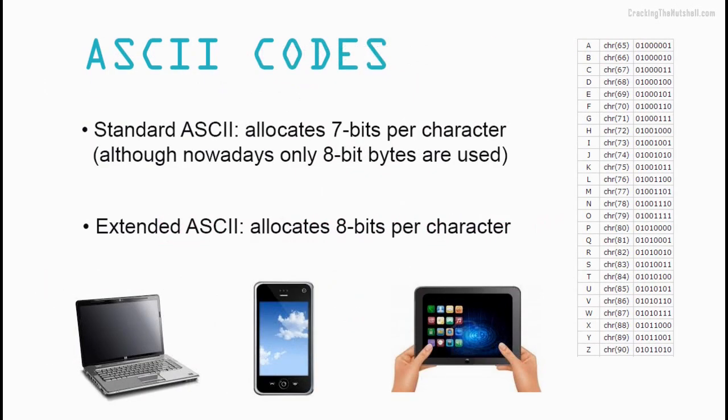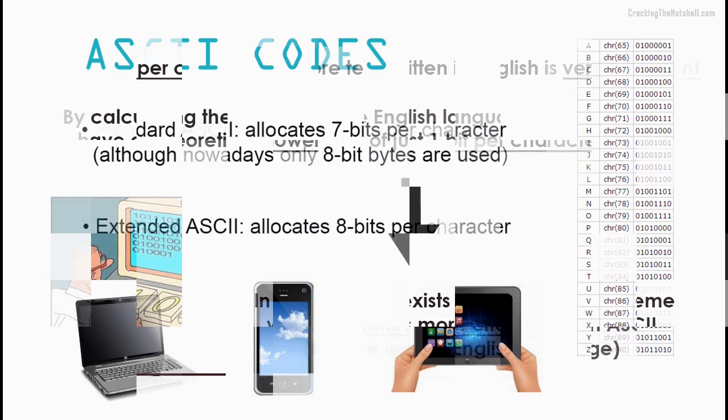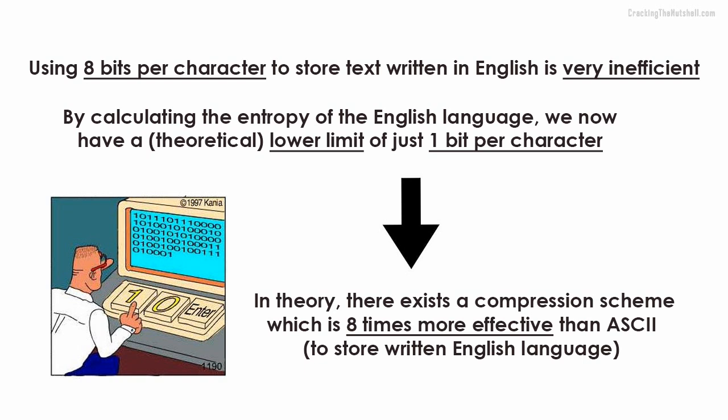Calculating the redundancy and the information entropy of the English language has therefore many practical applications. For instance, ASCII codes, which are codes that represent text in computers, communications equipment, and other devices that use text, allocate exactly 8 bits per character. But this is very inefficient when we consider Shannon's and other similar calculations, which, as we have seen, give us an information entropy of around 1 bit per character. Put another way, a smaller amount of bits can be used to store the same text. What this means is that, in theory, there exists a compression scheme which is 8 times more effective than ASCII.